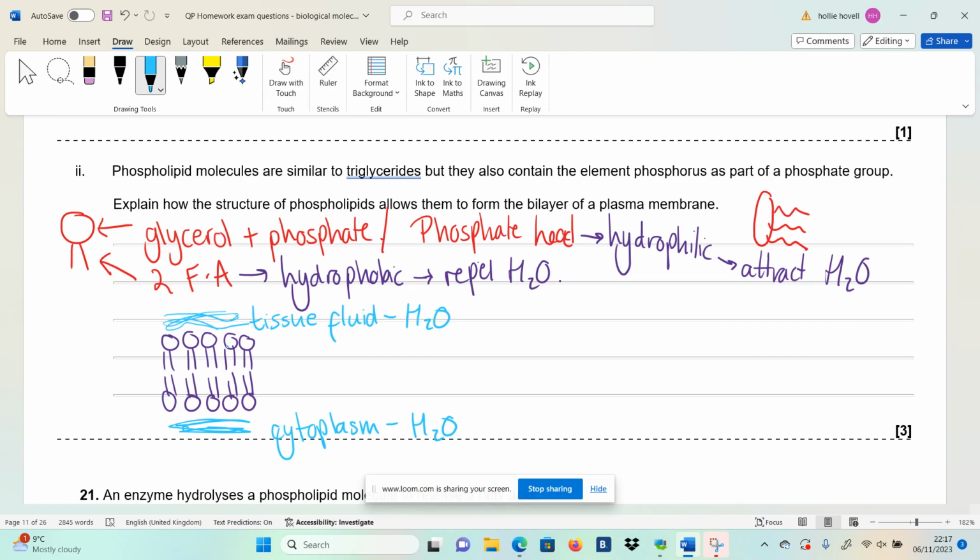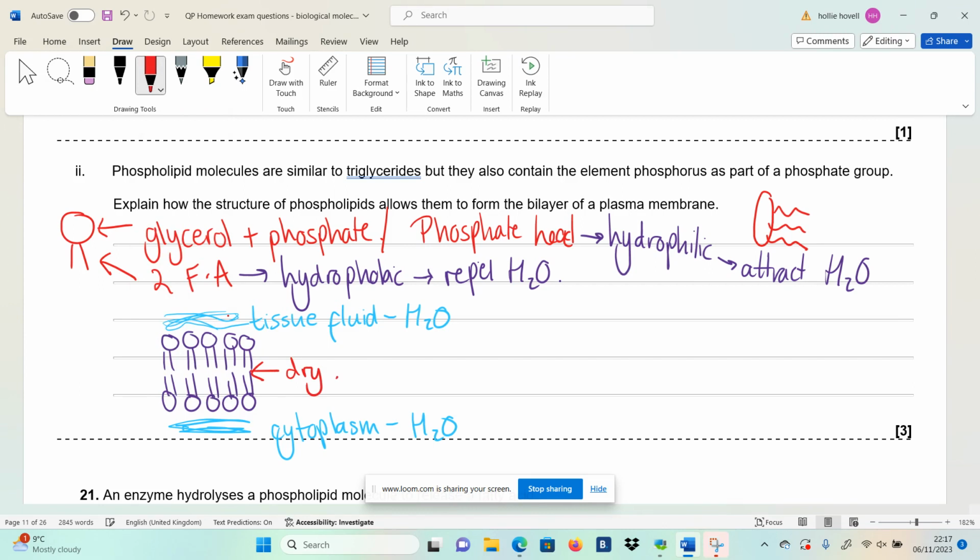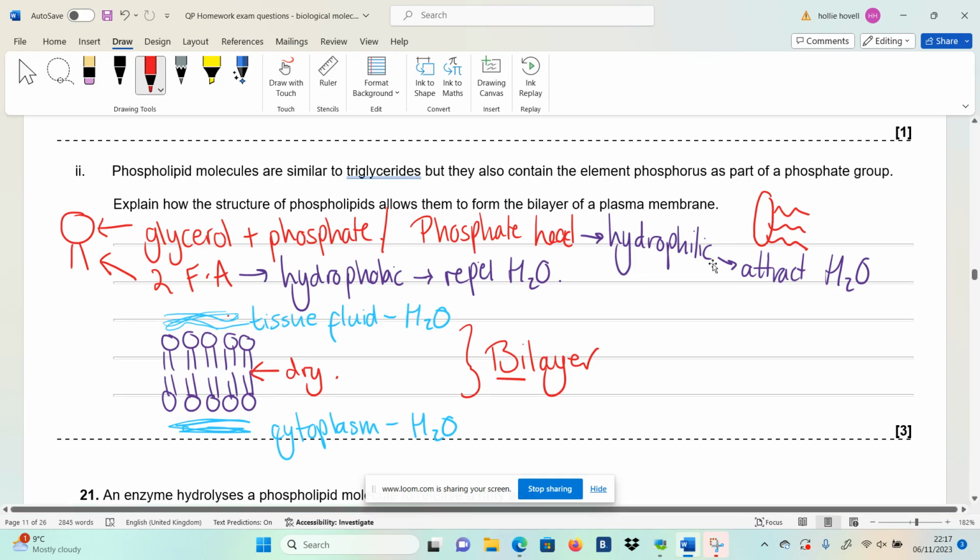So the ones near the cytoplasm all line up with the heads on the water and the tails away from the water, and likewise on the tissue fluid, the heads touching the tissue fluid and the tails away from the tissue fluid. Now in the middle of the membrane in here, there's no water, it's effectively dry. Okay, so the tails have repelled away from water, the heads have attracted to water, and they orientate themselves in this format. And that format is called a phospholipid bilayer, because bi means 2, and you can see that there's 2 layers of phospholipids. Okay, so that's the format that they're automatically going to put themselves into.